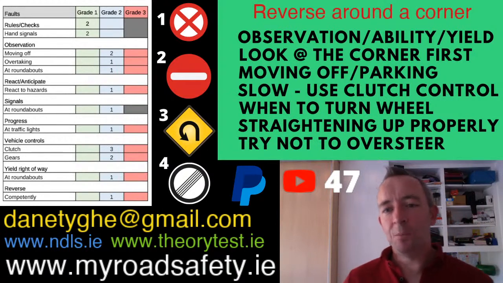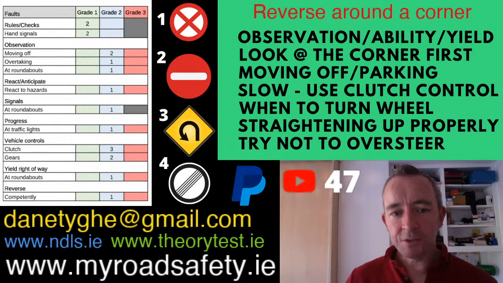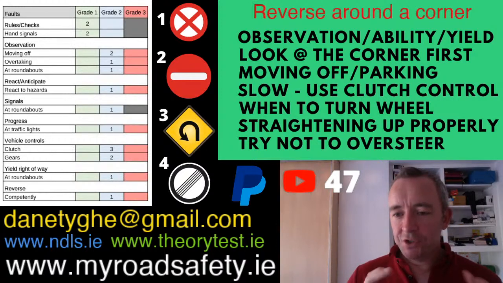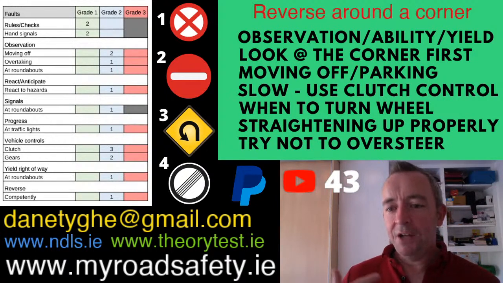So the first thing up there is observation, ability, and yielding. They're the three areas that you'll get marked on the reverse. They're the three areas that the tester is watching. So your observation, your ability, which is competency basically, and your ability to yield right of way. So let's talk about observation.